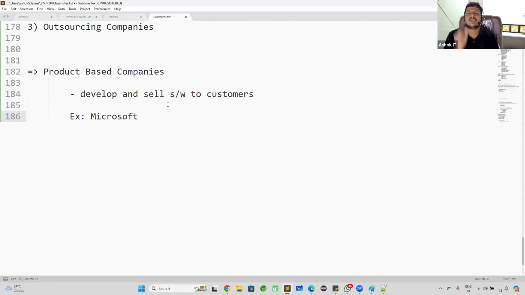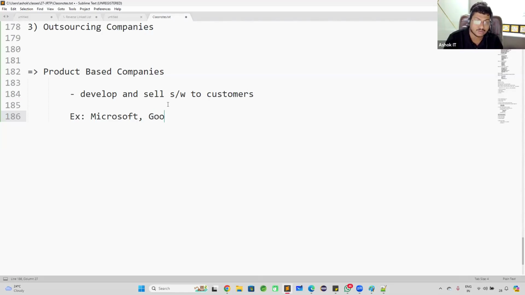For example, Microsoft is a product-based company. Nobody will give the requirement to Microsoft. The Microsoft R&D team will analyze and get some ideas. With those ideas, they will develop the project, and that project they sell to the customers in the market. Example, Windows operating system, MS Office. These are all software they develop and sell to customers in the market.